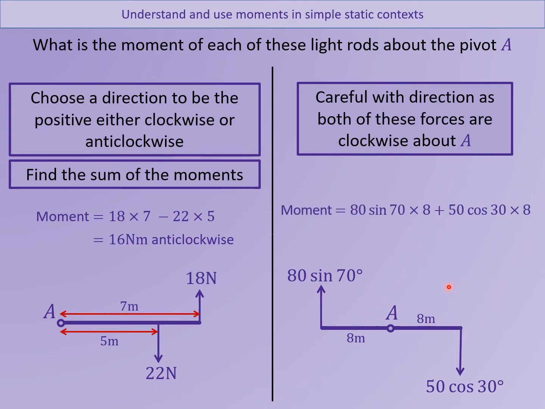So I'm going to get the 80 sine 70 times by 8 across and 50 cos 30 times by the 8 there. It's definitely going to spin clockwise. 948 Newton meters clockwise. We can see that all the units were correct. Meters, meters, newtons, newtons. Okay, so well done if you managed to get those.